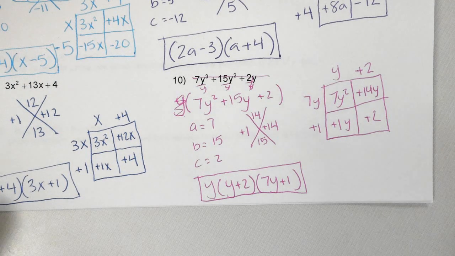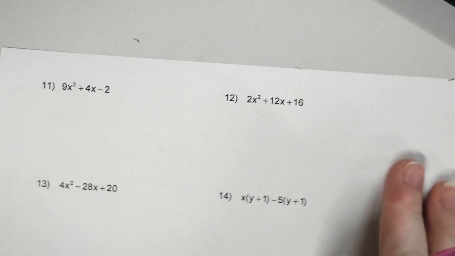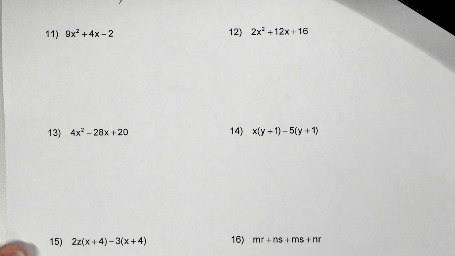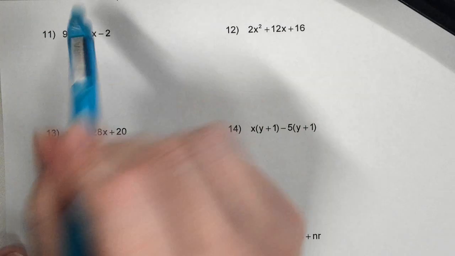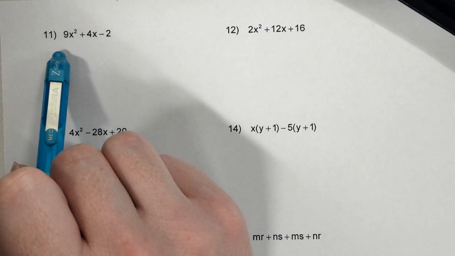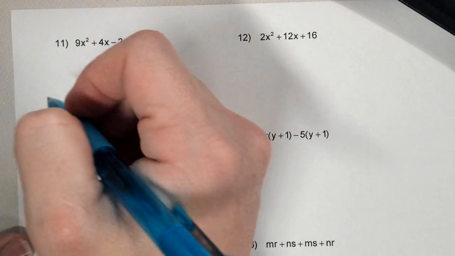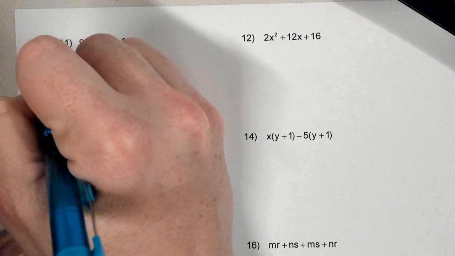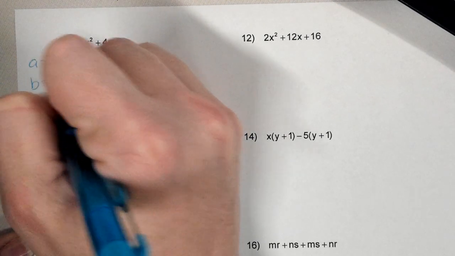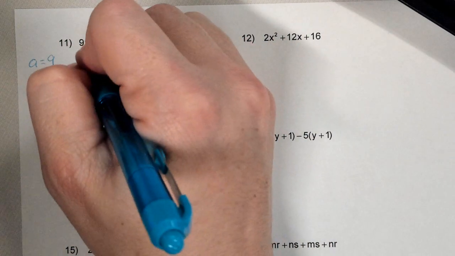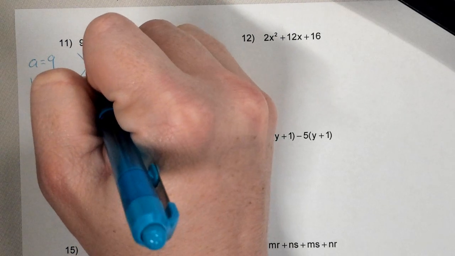Okay, let's look at the back. Okay, it's in order. There's no GCF because 2 is my smallest number, 2 does not go into 9, and 2 is prime. Nine times negative 2 is negative 18, and that's positive 4.